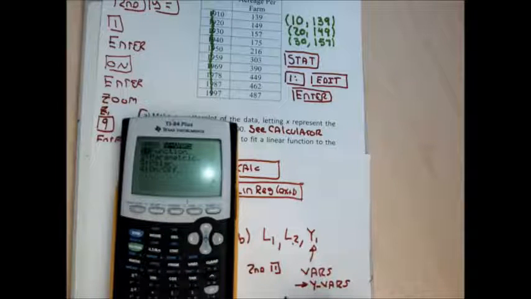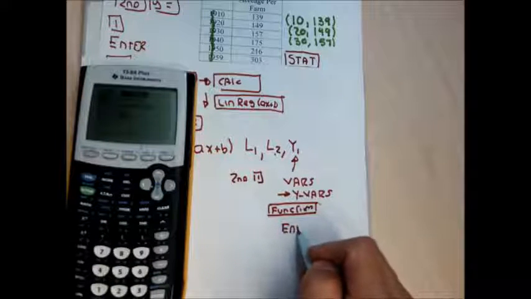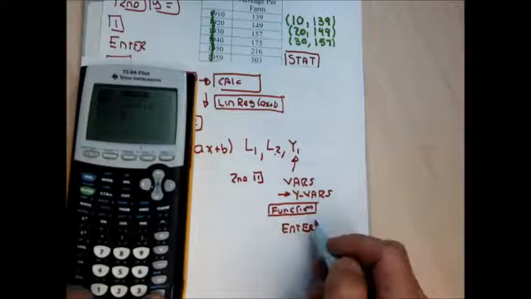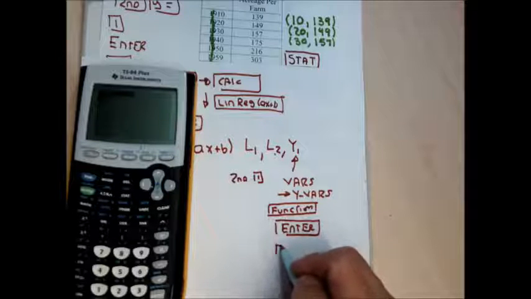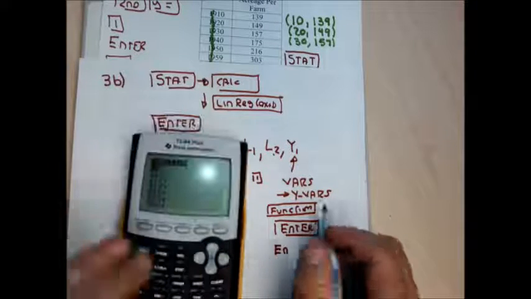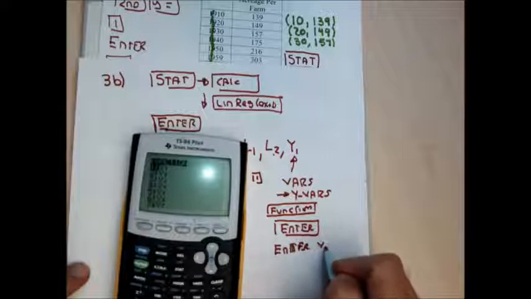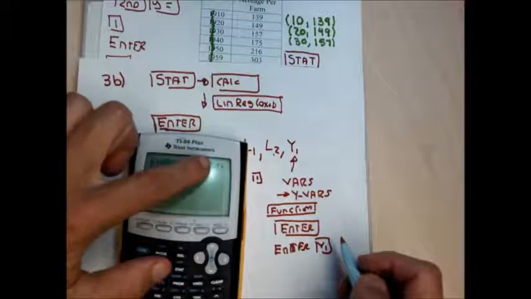I hit enter on function. So my calculator naturally takes me to function. I'm going to hit enter for the first time. So I hit vars, y-vars, hit enter on function, and then I'm going to hit enter on y1. My calculator pulls me right to that y1. And once my calculator has that y1 displayed, I'm going to hit enter. And when I hit enter now, it puts the y1 next to list 1 and list 2.